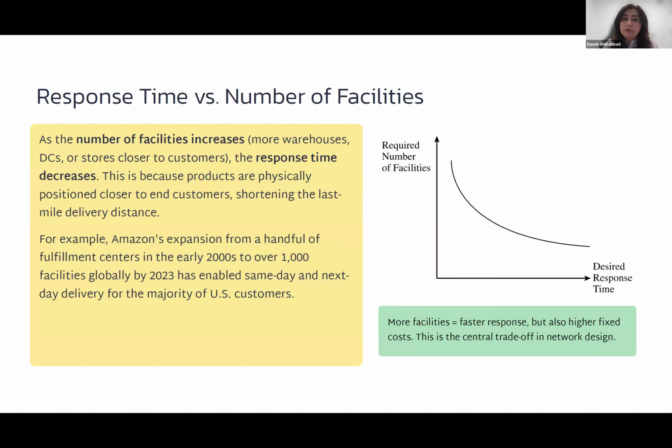So in this graph, it shows that as the number of facilities increase, actually the desired response time decreases, right? So if you have many facilities, warehouses, distribution centers, retail stores close to the customers, then actually customers can walk in quickly, grab something, or they can place online orders and get them delivered fast. But again, increasing the number of facilities will add some cost to the supply chain. We're going to talk about the cost later in this lecture.